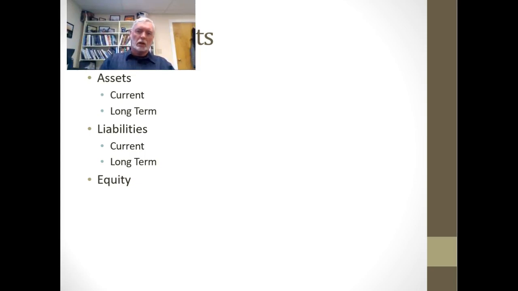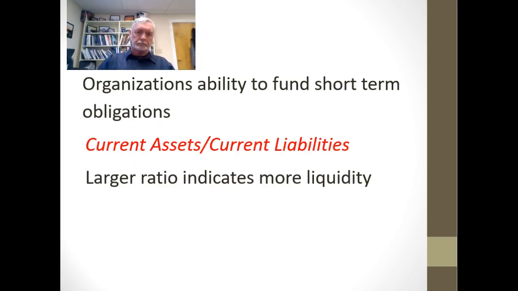So the first measurement of these components is the liquidity measure. So if we take current assets and divide by current liabilities, it tells us something about the liquidity of a company, their ability to pay their short-term obligations. The larger the ratio, the more assets relative to liabilities, the more liquid a company is considered to be. So we've talked about this earlier, but you'll see where we're going with this.